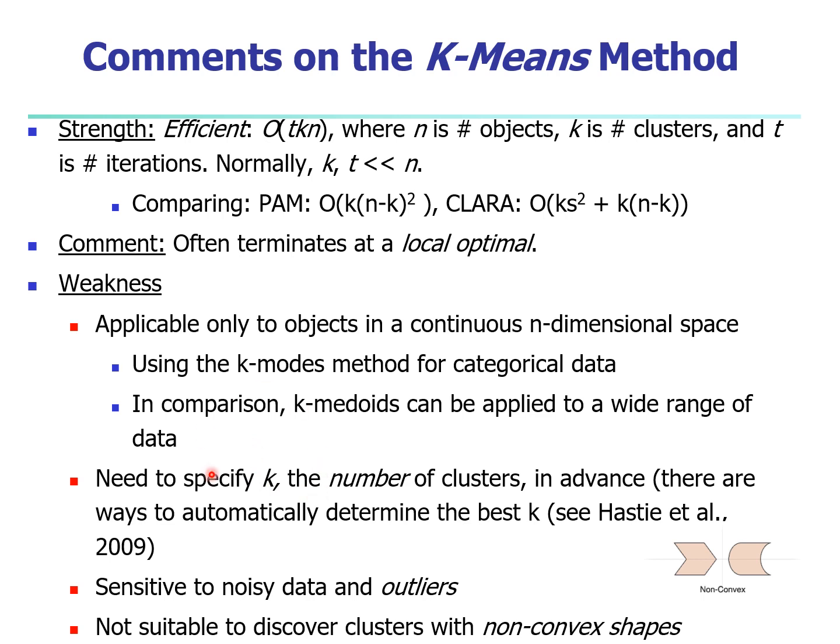We need to specify how many clusters we have. There are ways to identify the optimum number of k, such as using silhouette, for instance, but it's usually a challenge to identify the correct number of k that is suitable to your data set. K-means is also very sensitive to noisy data and outliers, and it is not suitable to discover clusters with non-convex shapes such as this. So if the cluster looks like this, k-means is not efficient in this case.